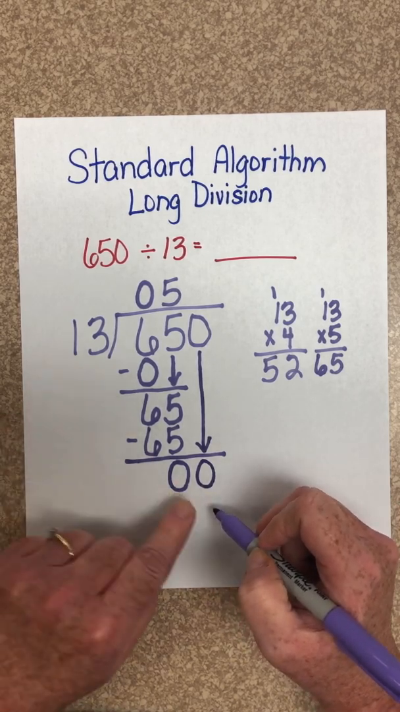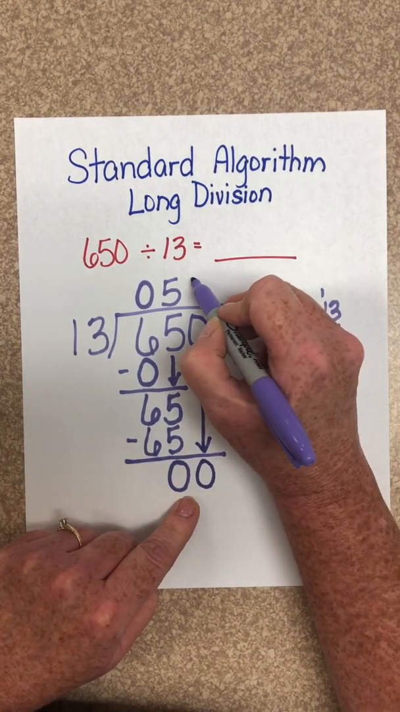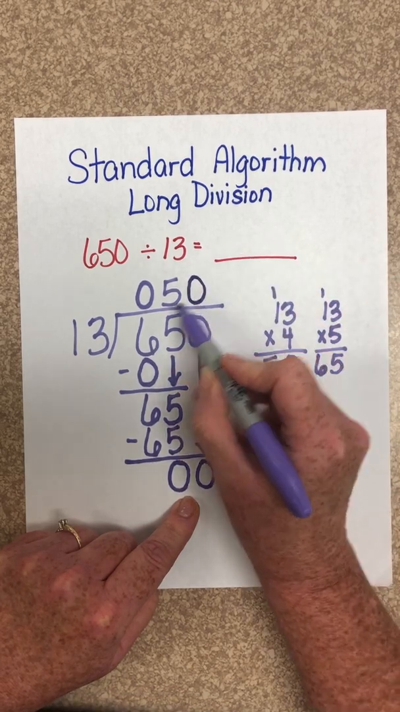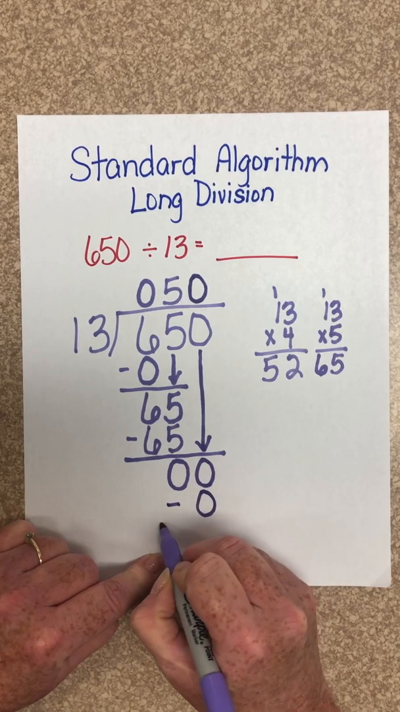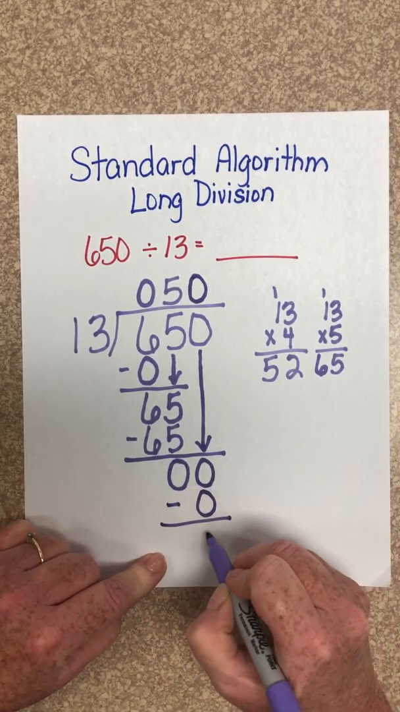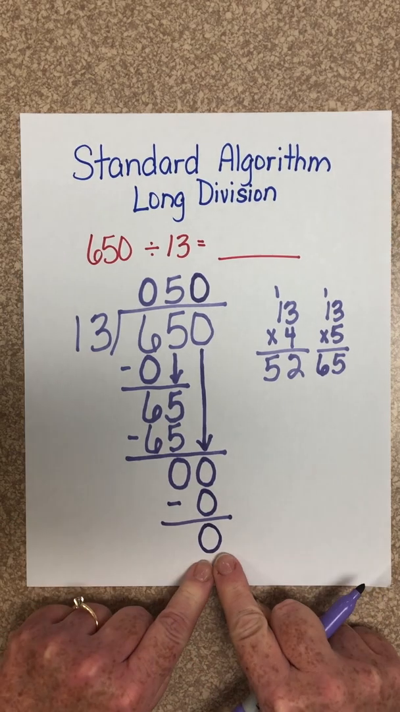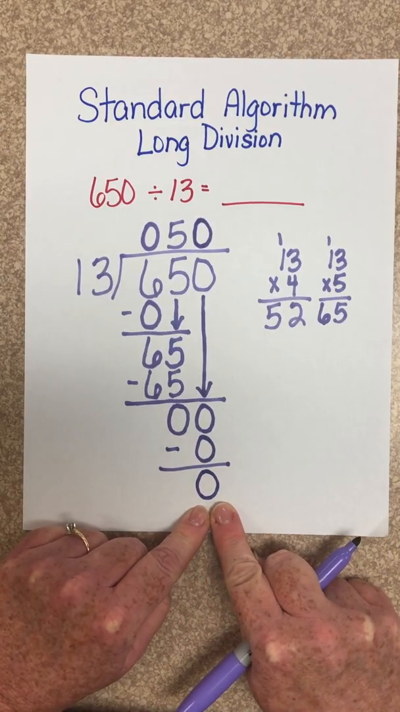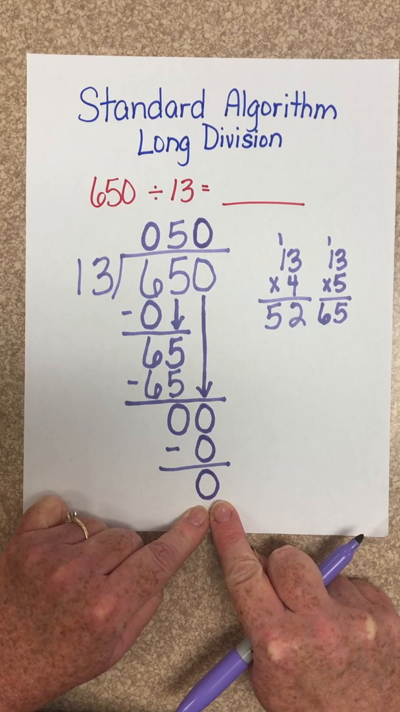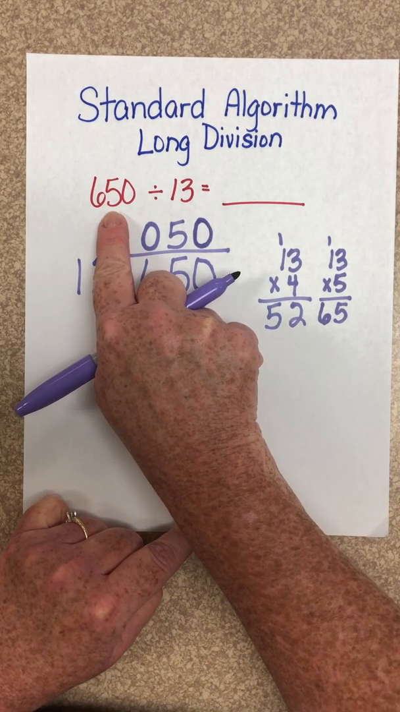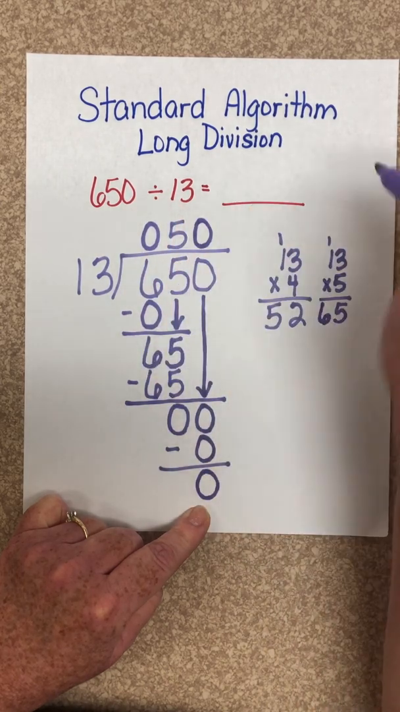How many 13s can we get out of 0? Well, 0. And 0 times 13 is 0. So we subtract. 0 minus 0 is 0. It is this 0 that tells us two things. It tells us that we are finished with our work, and it tells us we do not have any remainders. So our answer to 650 divided by 13 is 50.